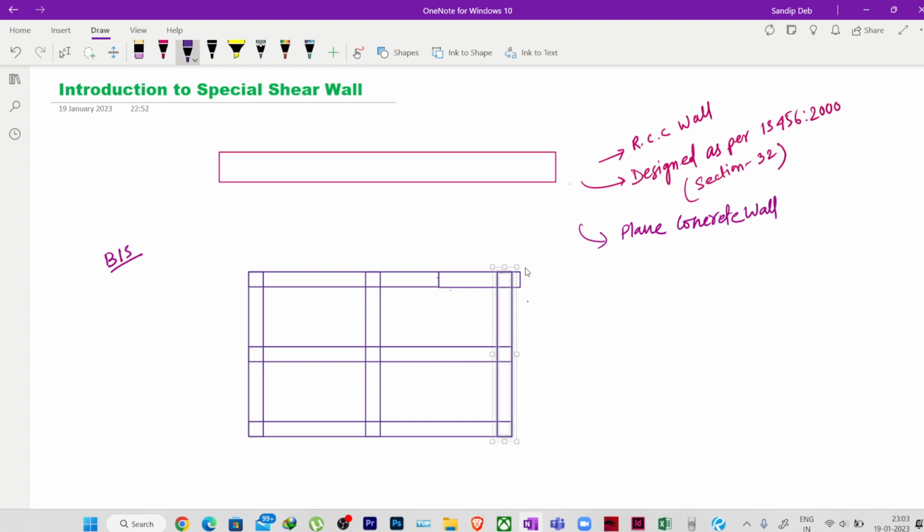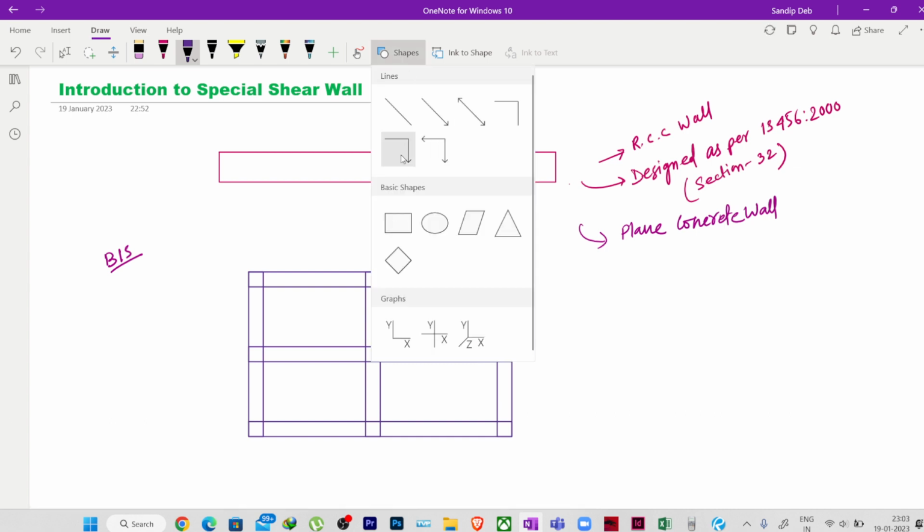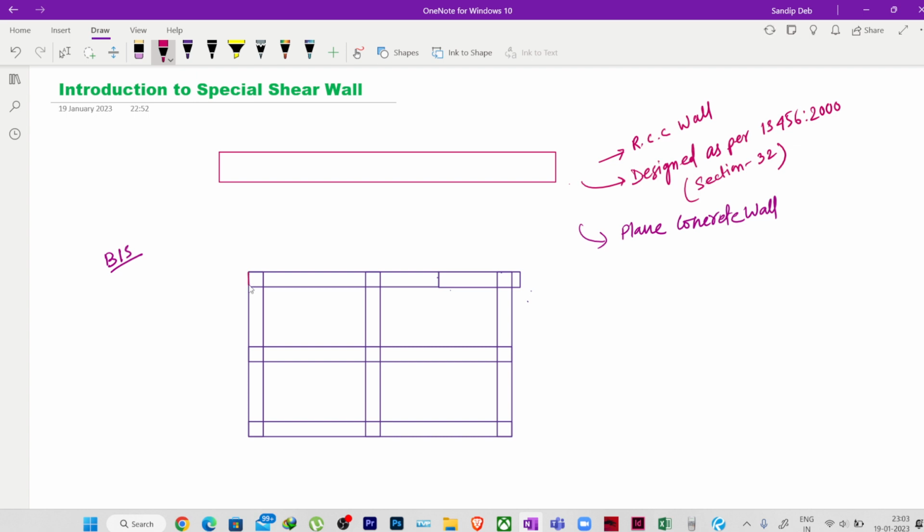okay, fine. So just ignore this extra part. So if we have a frame like this and we are providing some RCC walls, suppose we are providing some RCC walls here and here also, suppose here and here, okay. So suppose we have provided some RCC walls along with our columns.